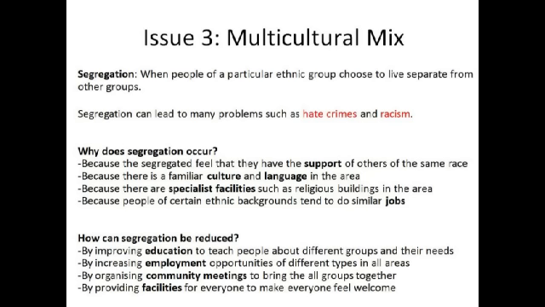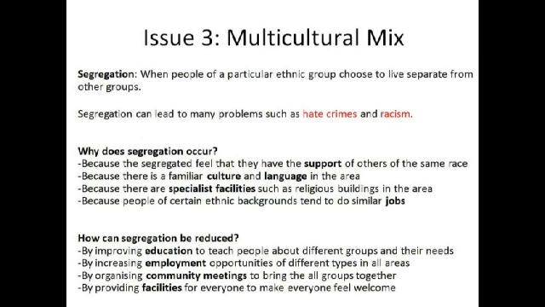We can do a number of things to reduce segregation though, like improving education to teach people about different groups and their needs. So that should lead to less prejudice and stuff. There's also increasing employment opportunities of different types in all areas, so that people don't feel they have to all accumulate together because the jobs that they want are only in that area. If you spread out the jobs, then it means they feel they can go wherever they want and still be able to get the job they want.